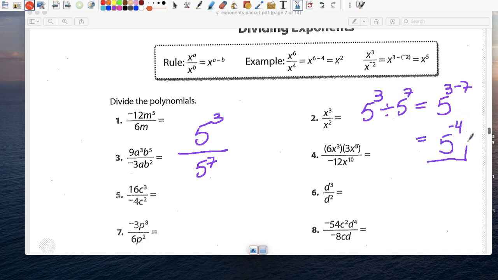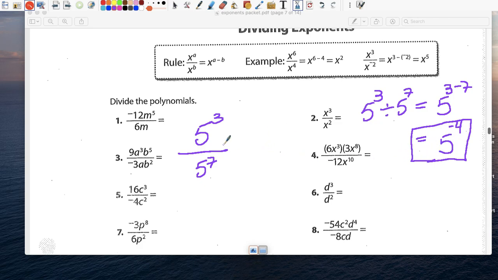So that would be your answer, but that is not the answer that we're going to leave it as, because our goal is to rewrite the expression using only positive exponents. So for the example right now, I'm going to leave it as it is, just to show you, but we wouldn't leave this as our final answer.